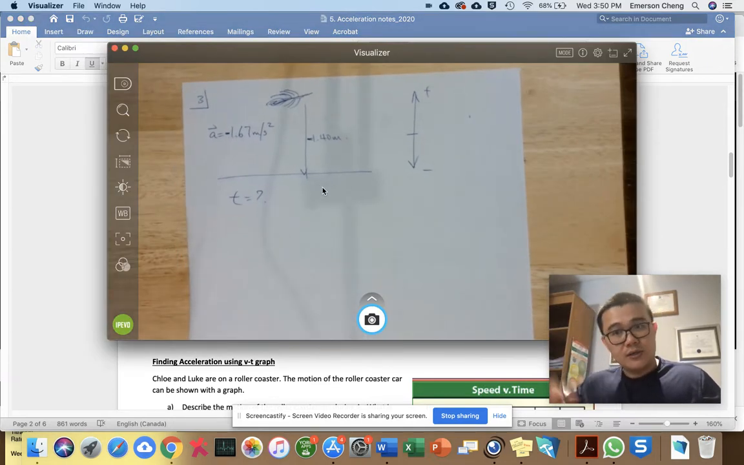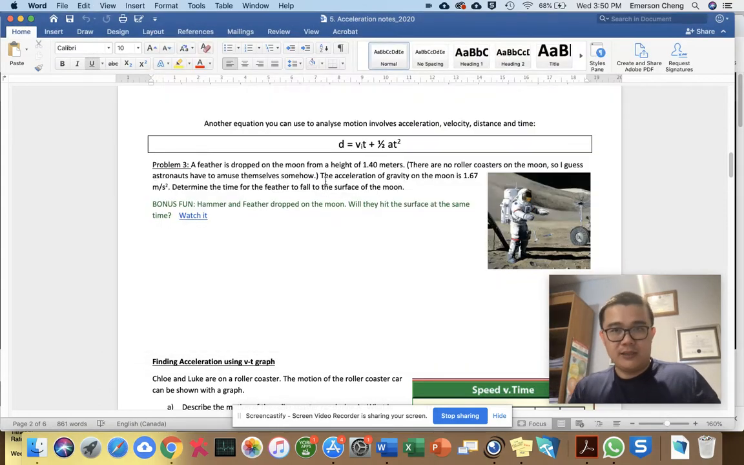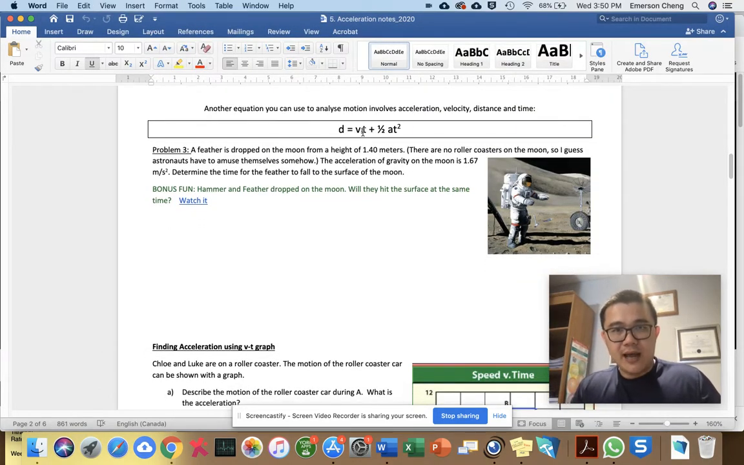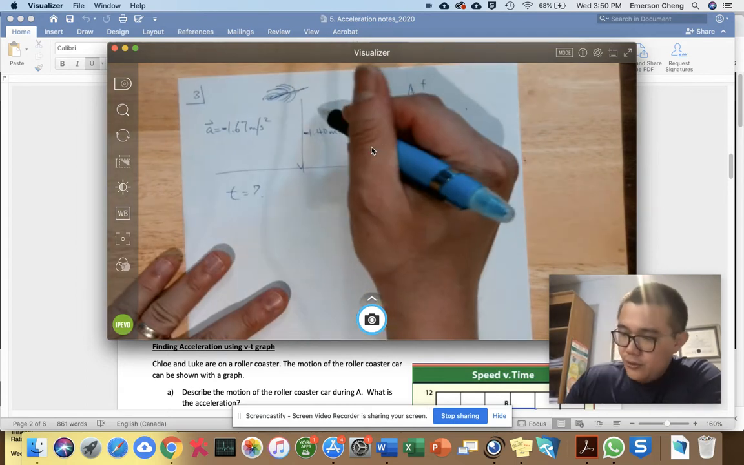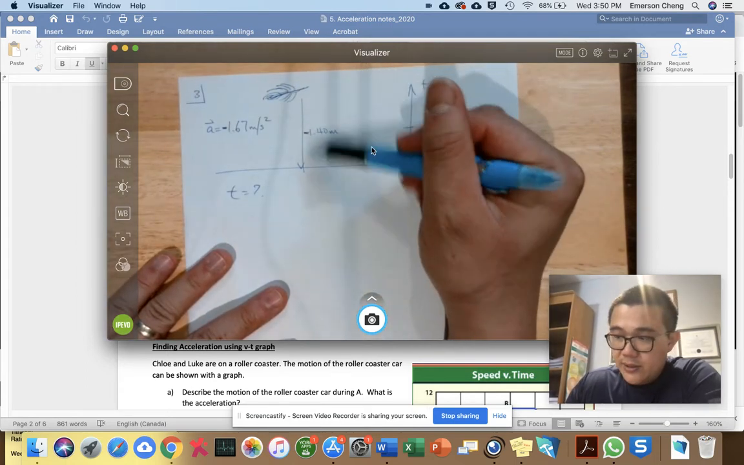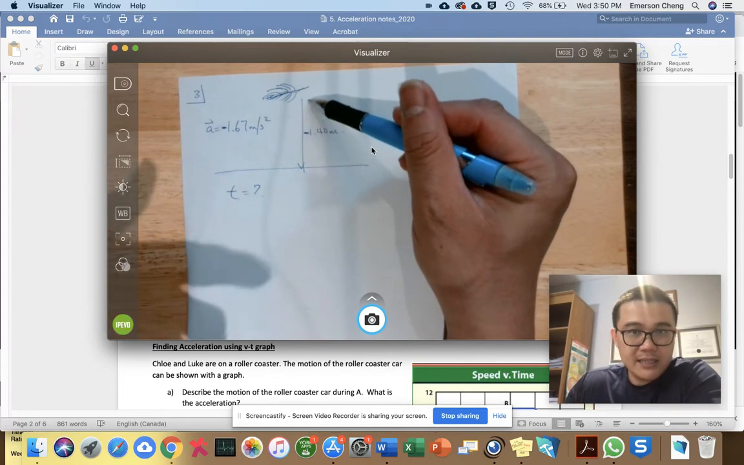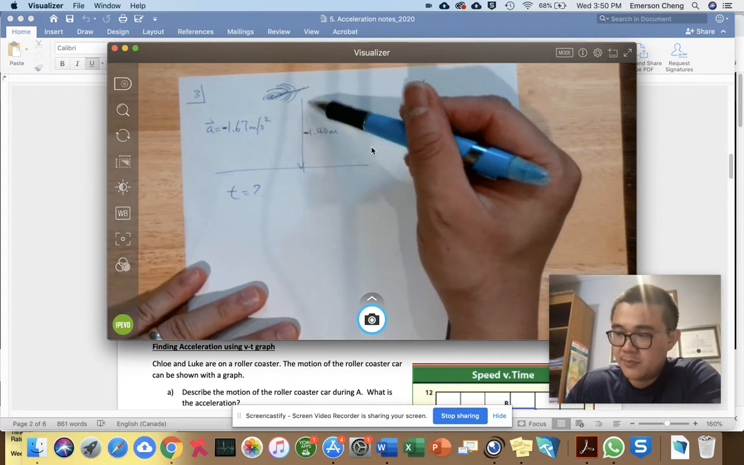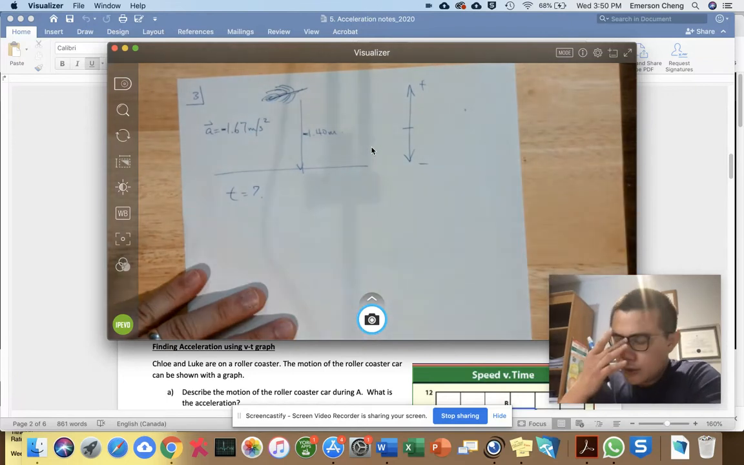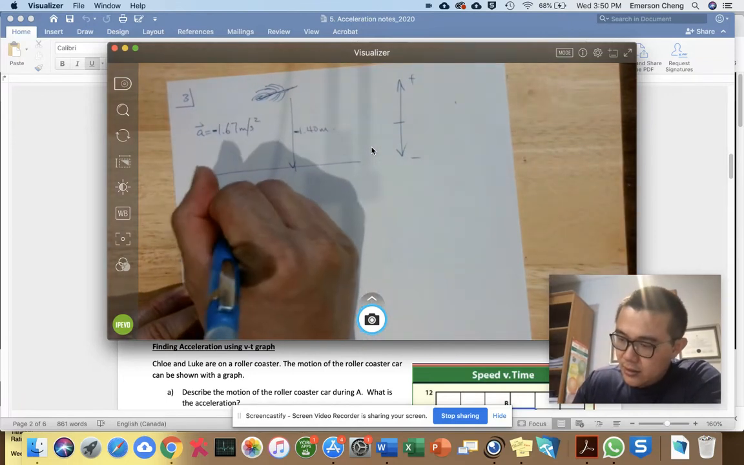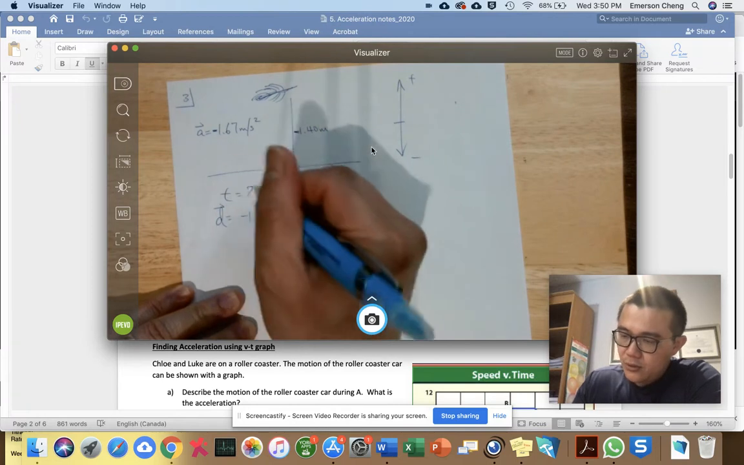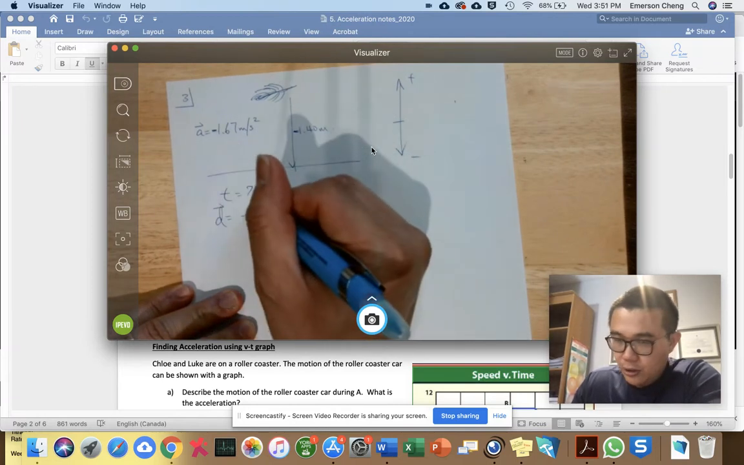Now, keep in mind, you're using this other formula: d equals vi t plus one half a t squared. If you look at that, your d is actually given. It is the distance, or the displacement, the change in position of the feather. The displacement is minus 1.4. So you have d equals minus 1.4. You have acceleration. You're looking for time.